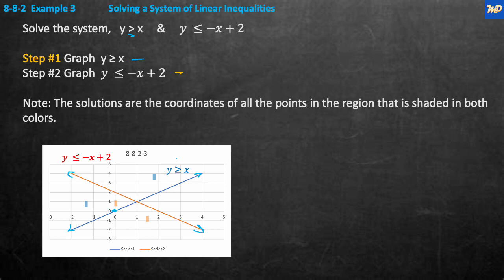Okay? And then we're going to graph the other line. I'll change that over to the orange pen. The other line is this one here, and it says y is less than or equal to minus x plus 2. So if I set x equal to 0, y is plus 2. Here's x equal to 0, and y right there is plus 2.